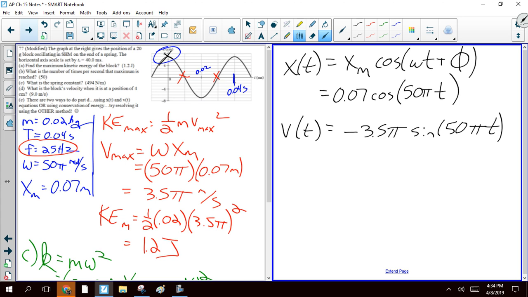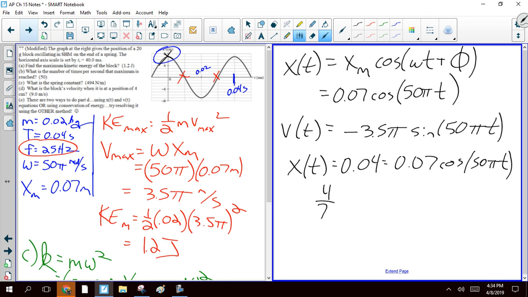I've got to find the time, don't I? So x of t equals 0.04. So we've got to find our time. That's equal to 0.07 cosine of 50 pi times t. Divide both sides by 0.07, and you get 4/7 equals cosine of 50 pi times t.